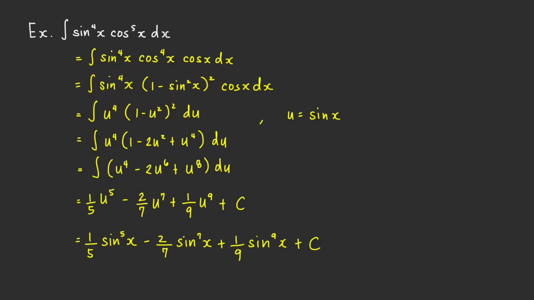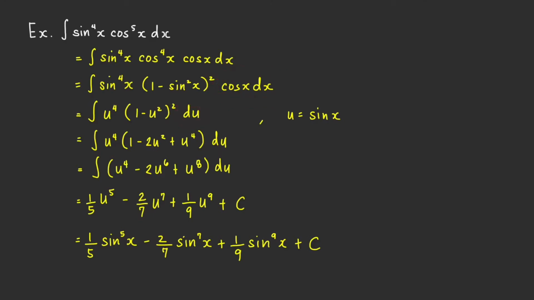Actually, you don't have to write it first as a sum of powers of sine x before you do u substitution. As long as you have factored out cosine x and have written the remaining factor in terms of sine x, you can already do u substitution. In this case, if you let u be equal to sine x, then we can replace this in terms of u. You'll get u raised to 4 times the quantity 1 minus u squared, quantity squared, and then this cosine x dx is replaced by du.